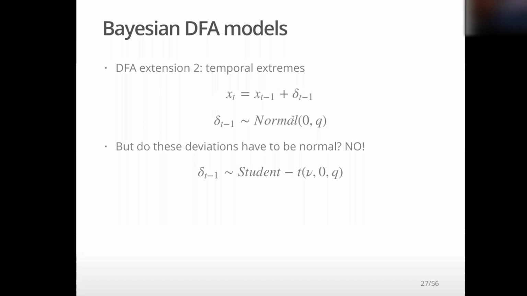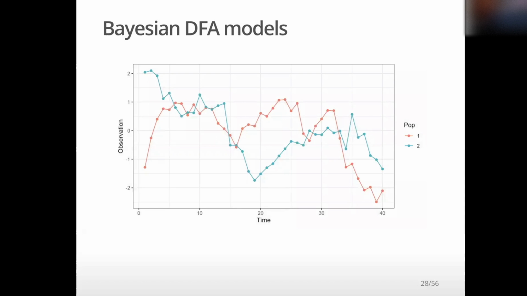But there's really no reason why those fluctuations have to be normal. One of the obvious extensions is to make them something like a Student t distribution. The Student t distribution also has a mean, which we're going to assume to be 0. It also has a standard deviation, which is q, and that's analogous to the q in the normal distribution. But the third parameter is this nu, the shape parameter. I'll show some examples of what that shape parameter actually means.